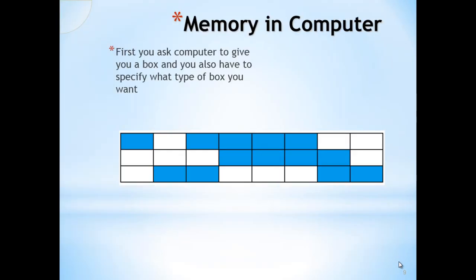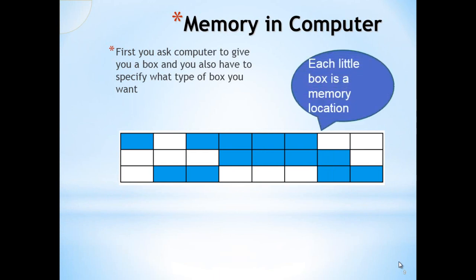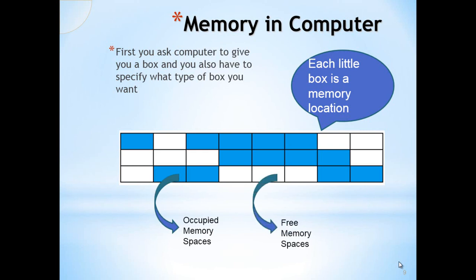First we ask the computer to give us a box. We also have to specify what type of box we want. Then each little box is a memory allocation, as shown on the screen. Occupied memory spaces, and then free memory spaces are allocated.